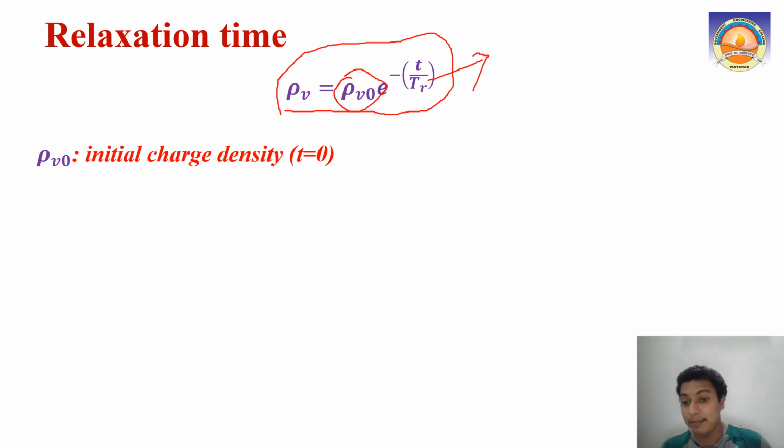If we are adding some charge inside the material, that particular volume charge density is meant by rho v0. And with respect to time, it is decaying, right? That is what is meant by this e raised to minus t by tr. Understood? With respect to time, it is decaying.